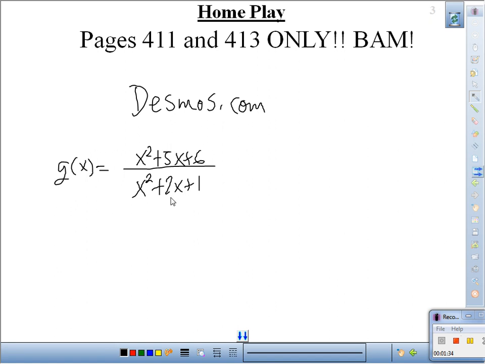To write this in Desmos, you need to do this. g of x equals parentheses, then x squared plus 5x plus 6, close parentheses, forward slash, and then the second part in parentheses. Once you do it with the parentheses like that, it's going to change it to a fraction. Everybody with me? Yes, Mr. Q. All right, good.